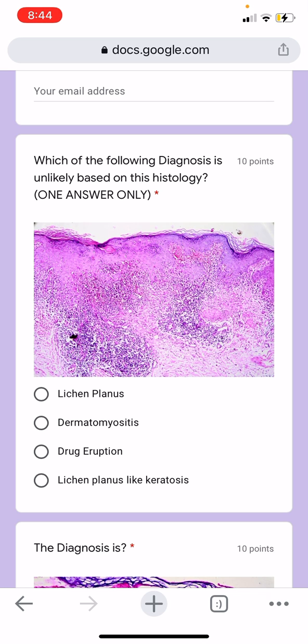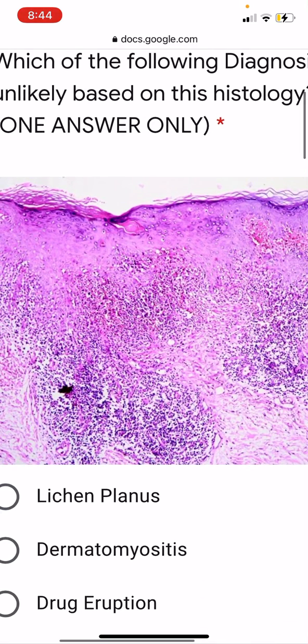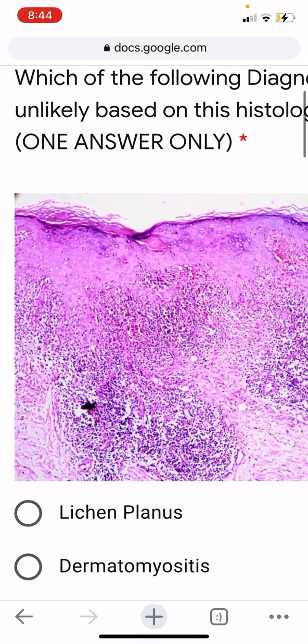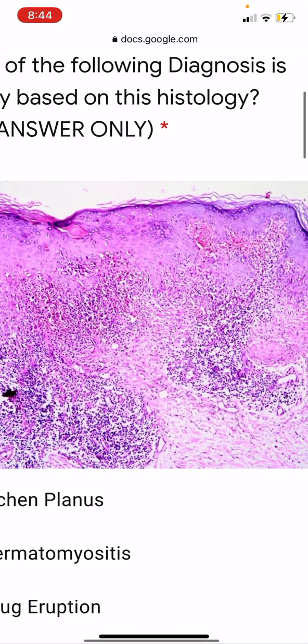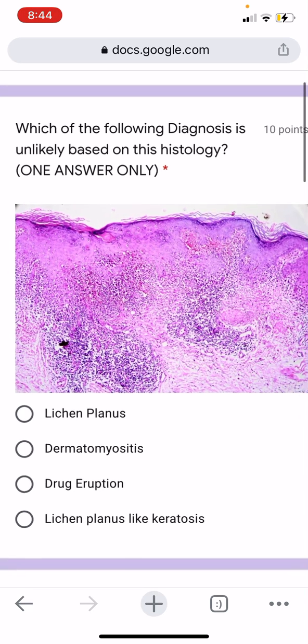Now, the first one: which of the following diagnoses is unlikely based on this histology? This histology is classical histology of lichen planus. You're seeing a band-like lichenoid infiltrate with sawtoothing of the rete ridges. You're seeing the sawtoothing here, and a wedge-shaped hypergranulosis and dense lichenoid infiltrate. Now this is basically lichen planus.